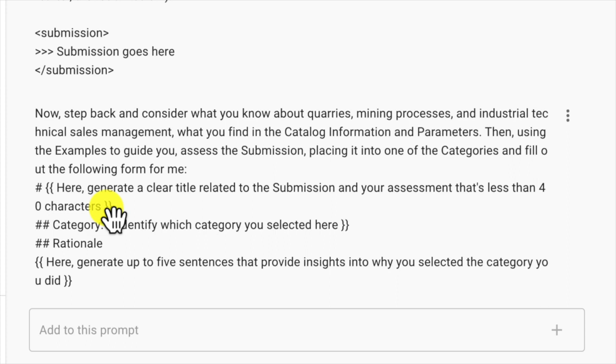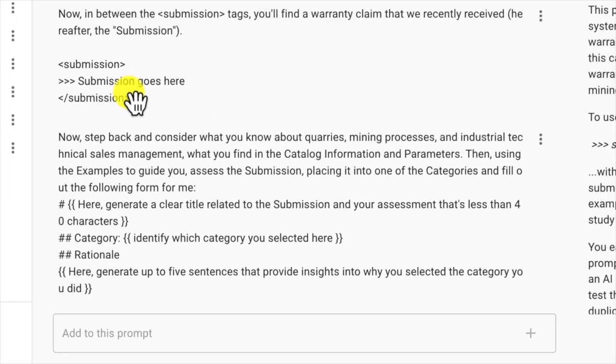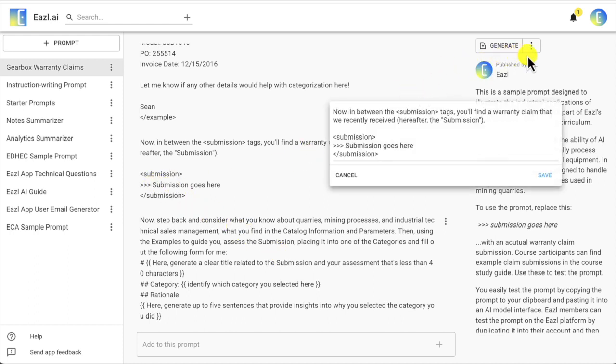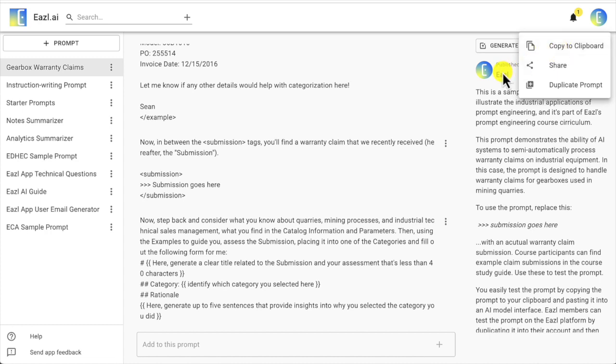Okay, so before we move on, here is where we're going to put the submission, and you've seen this pattern before. In between the submission tags, you'll find a warranty claim that we recently received here after the capital S Submission, and you see that that is referenced here in the output as well. And when you try this prompt out for yourself, you'll just take out this here. So you can either use the Eazl app or you can copy to clipboard, and you'll take out this part right here. And then you'll put in one of the sample test submissions that you can find in the study guide.